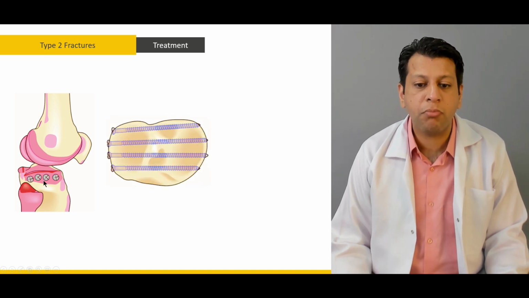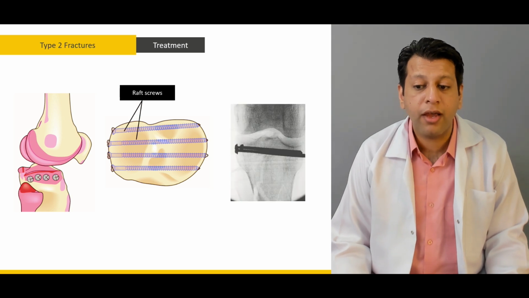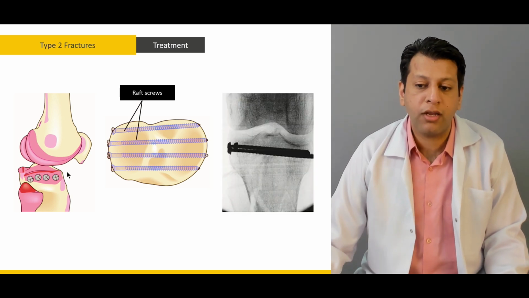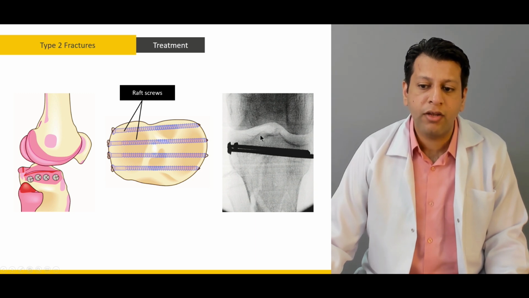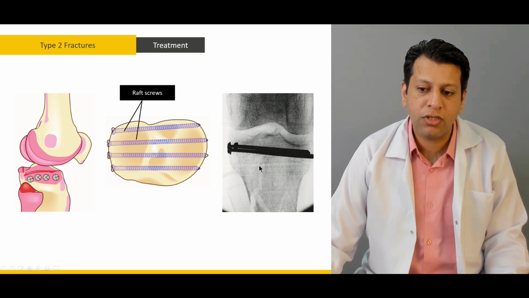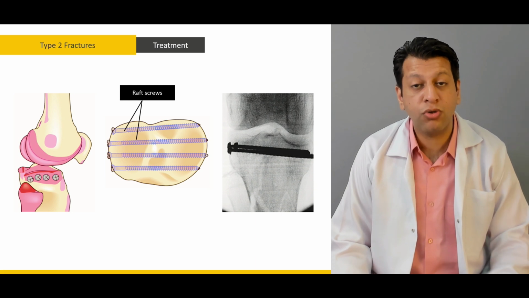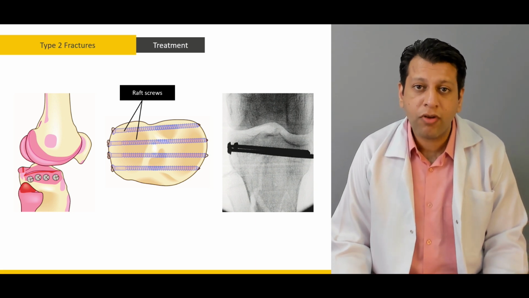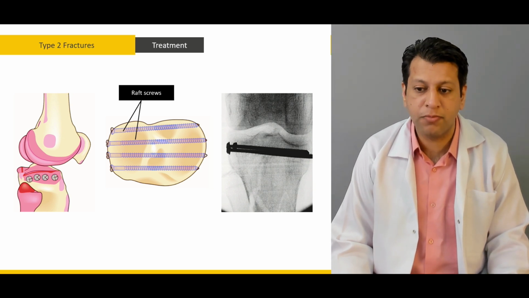Multiple raft screws are passed which are biomechanically more stable than the cancellous screws, and it restores the joint line. If you see now in this, you cannot appreciate any depression. This was a split and there was a depression over here as well. That has been elevated, graft has been placed over here, and as a result the compression has been achieved at the fracture line. This is very important, that you not only reduce the fracture but you also make sure that the joint line is elevated as well.